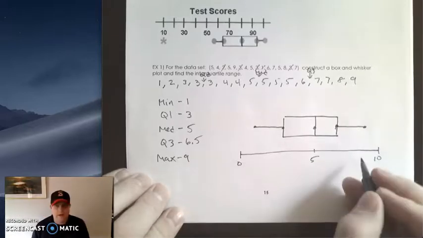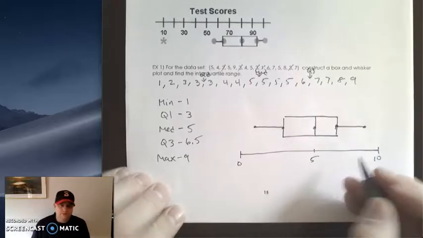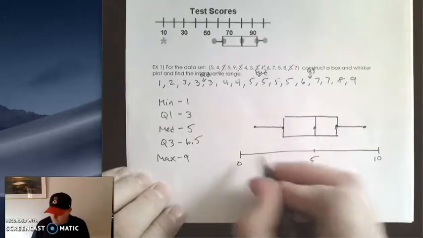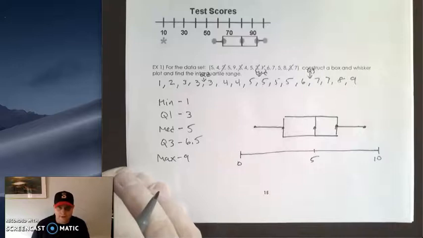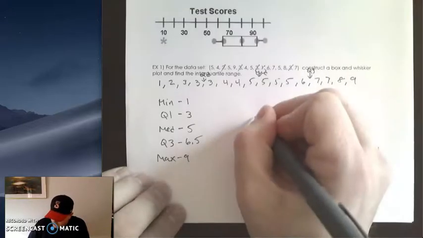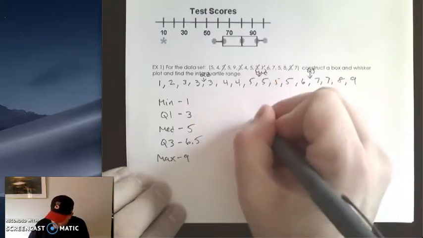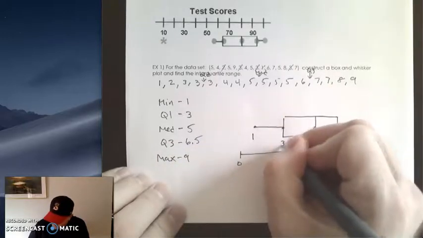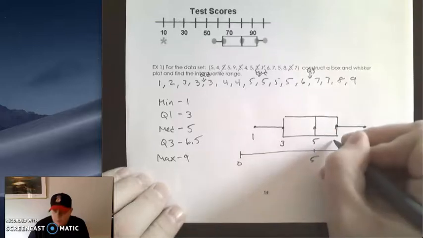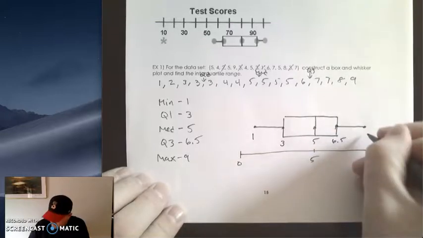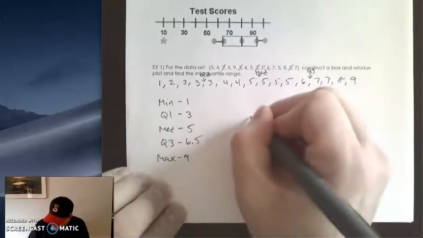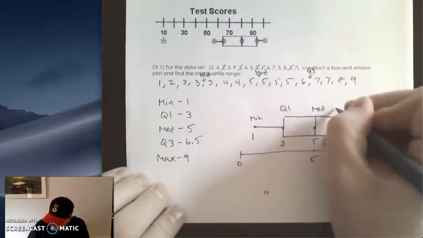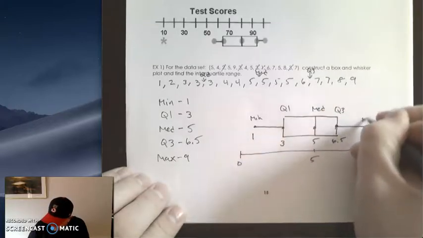That's why this number line is not super accurate. We don't really need it to be super accurate if we label. If you do not label, you must make sure that line is accurate then. So my first quartile right here, or excuse me, my minimum is right here at 1. My first quartile is 3. My median is 5. My third quartile is 6.5, and my maximum is 9. So minimum, quartile 1, median, quartile 3, and your maximum.